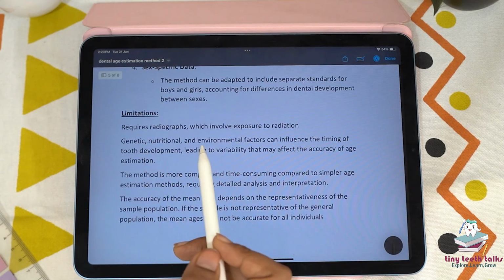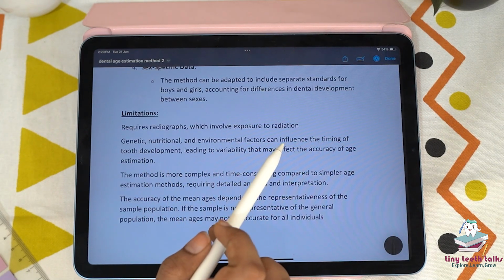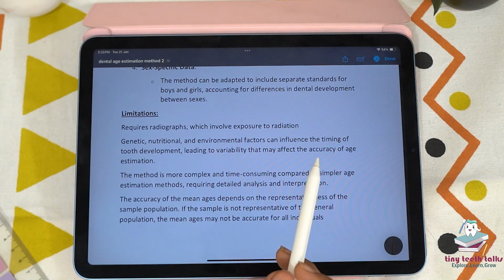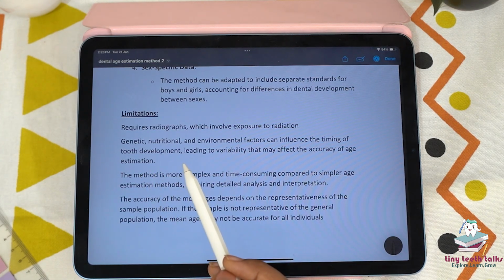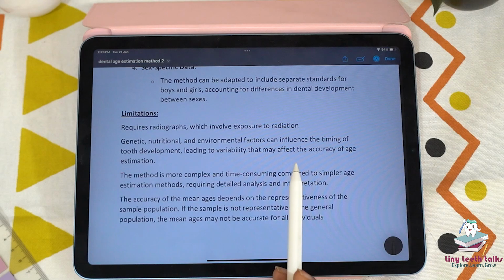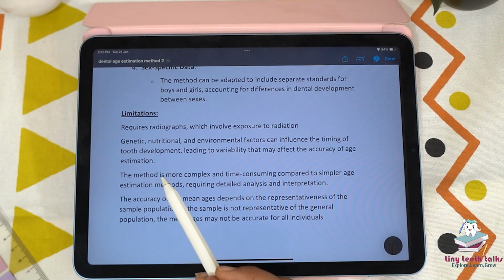Limitations. It requires a radiograph, which involves exposure to radiation. Genetic, nutritional and environmental factors can influence the timing of tooth development, leading to variability that might affect the accuracy of the age estimation.